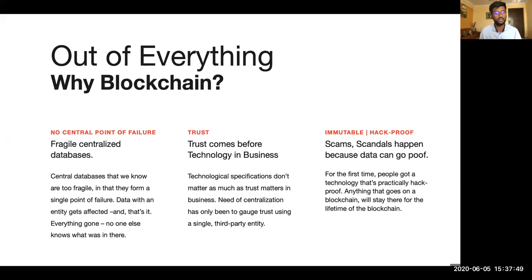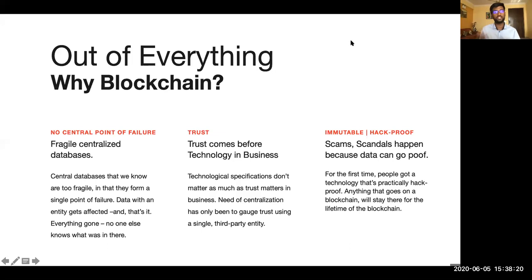So that's essentially what it is, right? And trust in business, or in any kind of association, trust always comes first. When we are trying to do business between different entities, before technology, trust comes. For example, if Hindustan Unilever is dealing with 1,000 different suppliers, it cannot trust every other supplier, right?